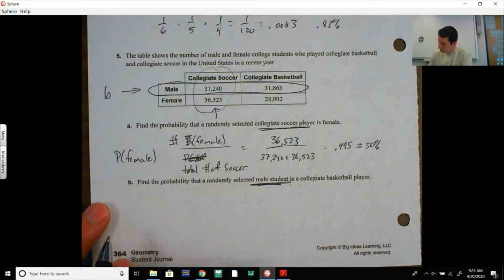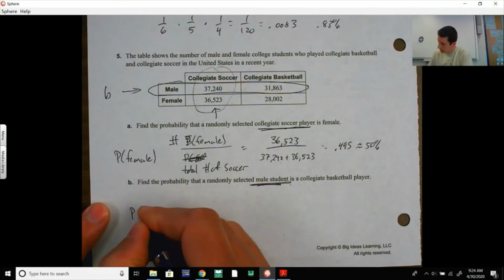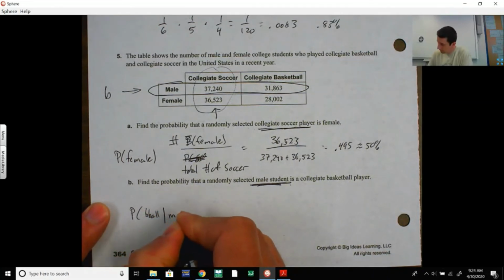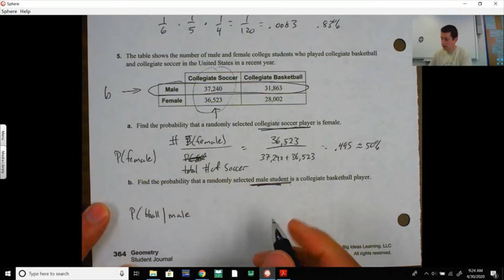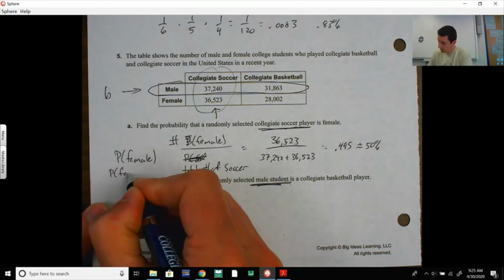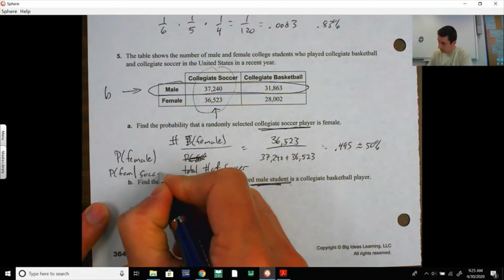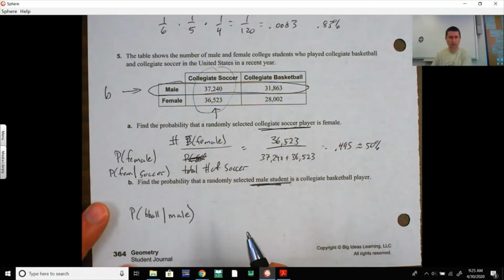So we want the probability of a basketball player given that he's male. Okay, given that he's male, that's the conditional probability here. So here we wanted the probability that it's a female given that they play soccer. So that's how the conditional probability works with this here.